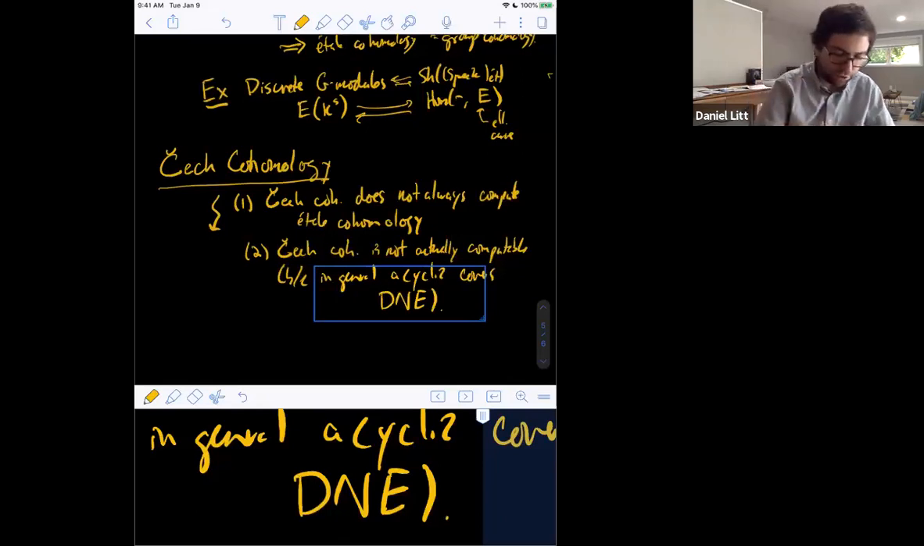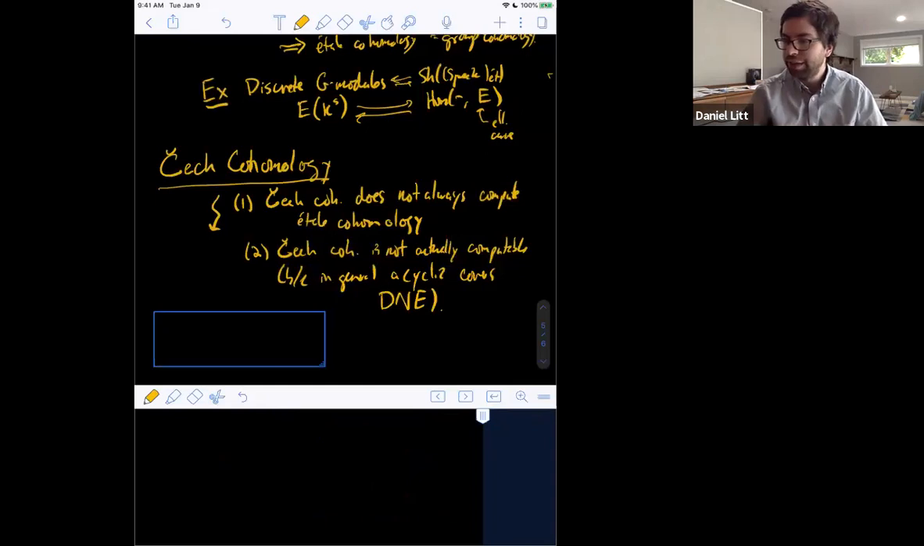Cool. Okay, so with that, are there any questions before I actually define Čech cohomology? Benjamin Church says, is it still true that for any fixed cohomology class, there is a cover on which this class is 0? Yes, that's true.